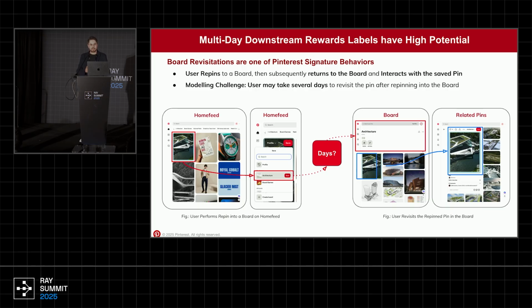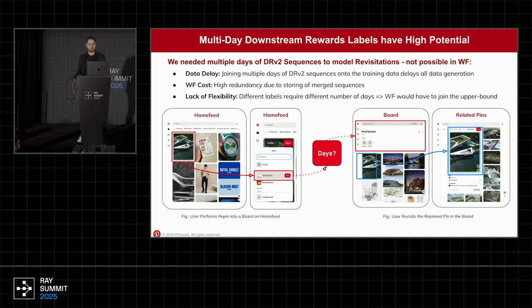So basically, as I mentioned at the beginning, we have this board revisitation behavior where users repin a pin, and then they revisit it in the board. Well, the challenge here is that this is an even more forward-looking operation than most of the downstream rewards. This is because our data science team has determined that the average time to revisit a pin is usually 2 to 3 days. This means that it requires multiple days of the DRV2 sequences to be ideally used for the label derivation so that we get a representative performance.